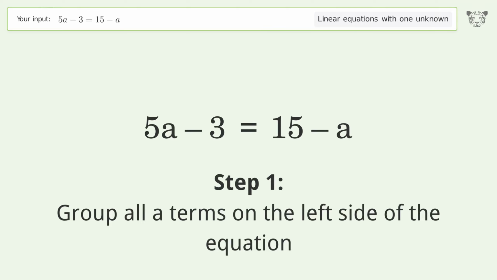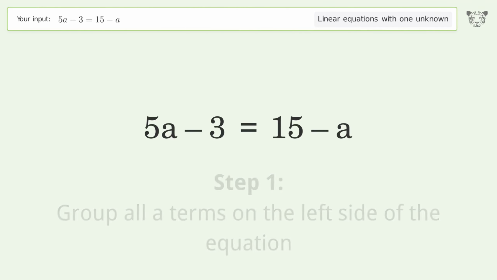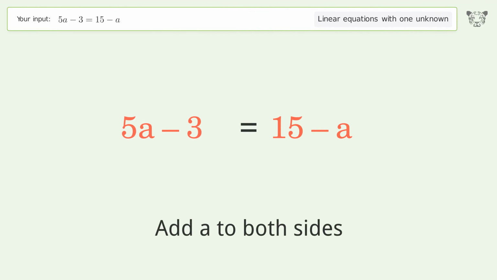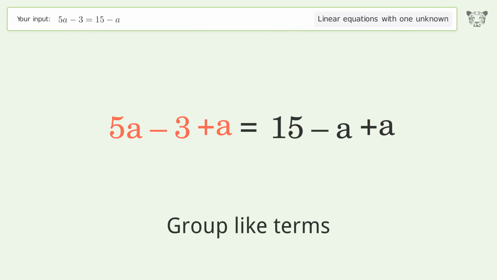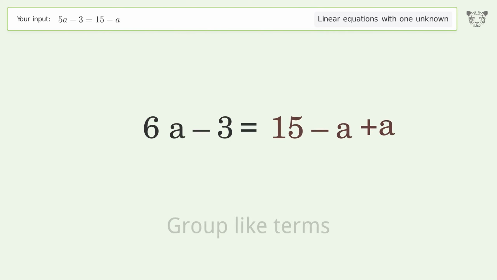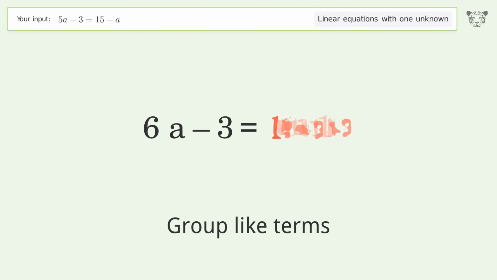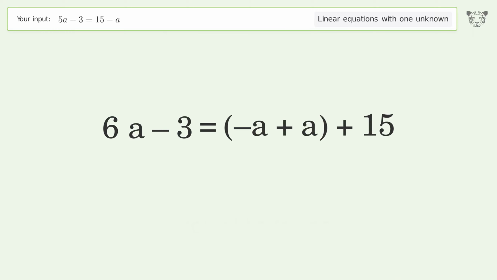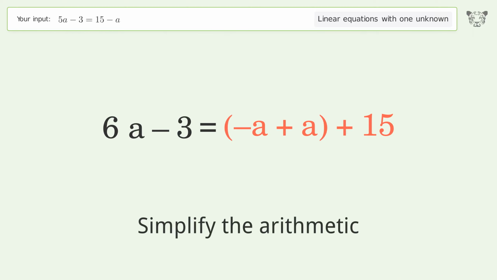Group all a terms on the left side of the equation. Add a to both sides. Group like terms. Simplify the arithmetic. Group like terms. Simplify the arithmetic.